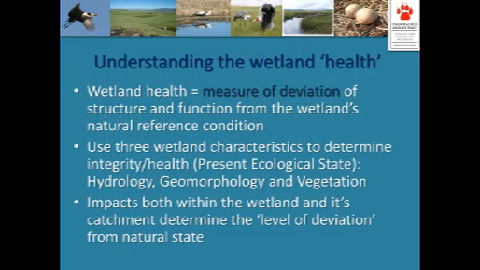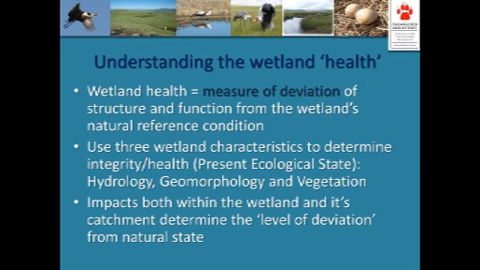So now we're basically wanting to take a closer look at the wetlands themselves and link that understanding of the surrounding land use with the wetlands and how that impacts on a wetland's integrity or functioning. So we need to look at, basically, wetland health, in inverted commas. It's obviously not a true scientific term, but wetland health is a measure of deviation of structure and function of a wetland from a wetland's natural reference condition.